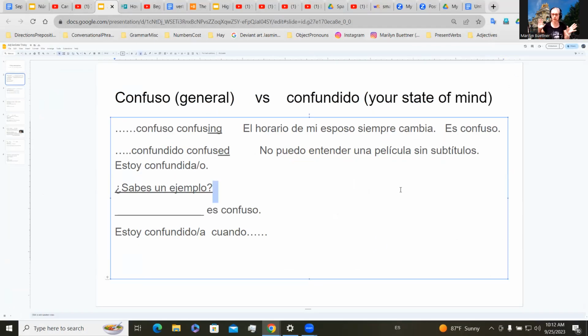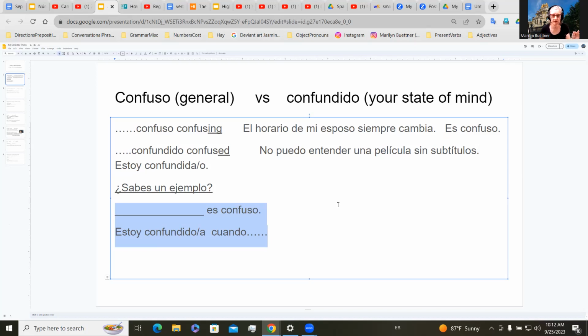Confuso y confundido. Confuso y confundido. ¿Sabes un ejemplo? An example. ¿Algo es confuso o estoy confundido? Como por ejemplo, arreglar, fixing, arreglar una computadora es confuso, es un tema confuso.